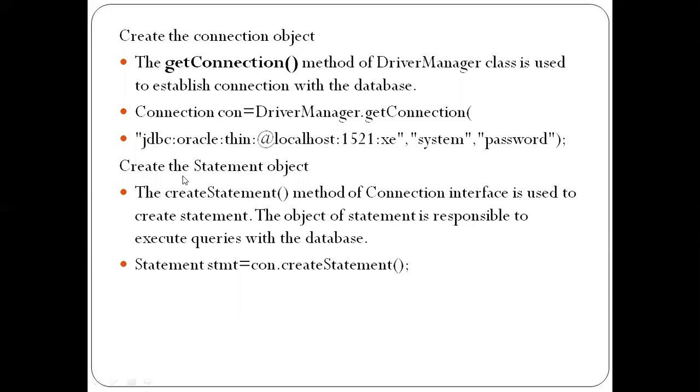And the third step is create the statement object. How do you create the statement object? Using createStatement method. So the createStatement method of Connection interface is used to create the statement. The object of statement is responsible to execute queries with the database. So syntax for creating the statement object is Statement stmt, that is statement object is equal to con.createStatement.